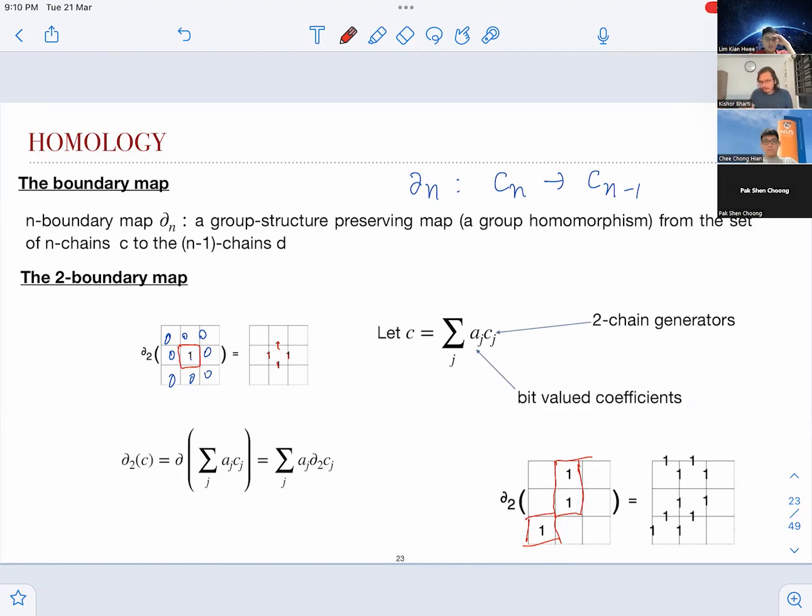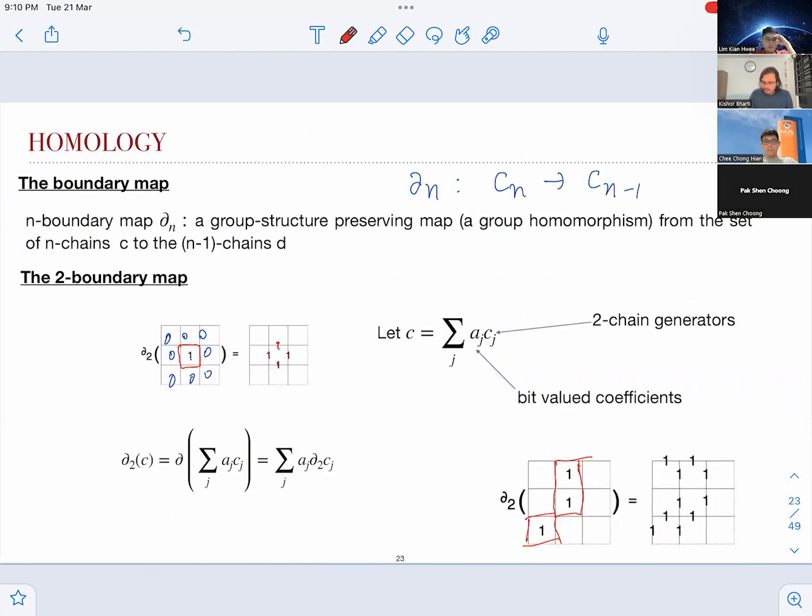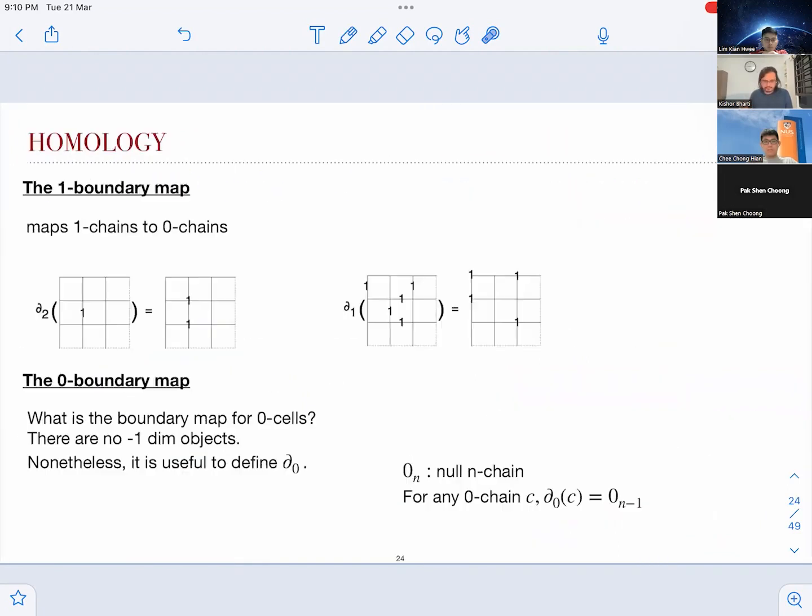It's a mapping from n chain to n-1 chain. And it follows this linearity property. So basically you have, let's say, the sum of a_j c_j, and you apply your boundary map to it. It's linear, so you can just take it inside, and that's it. So the one boundary map, there is a typo here, will give you the boundary of a 1 chain. So you have a 1 chain here, an assignment 1. The boundary of a string is the element at its end. So for example, here, the boundary will give you this.